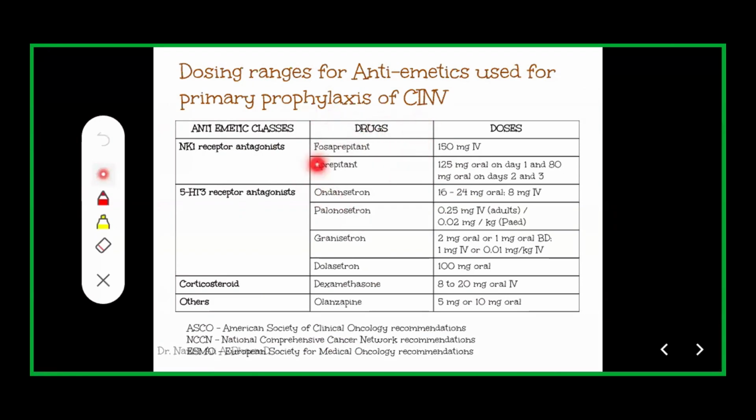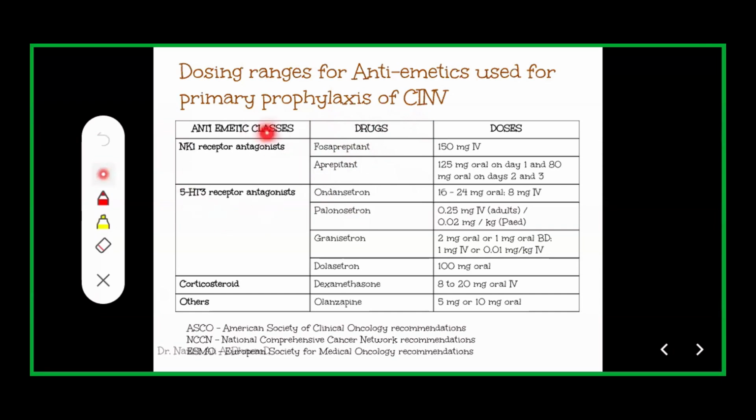Aprepitant is available in both 80 mg and 120 mg. On day 1 they give the first dose, followed by day 2 and day 3, when they will give 80 mg. But fosaprepitant is available as 150 mg intravenous. For an adult patient, they will give 150 mg as a whole. For a pediatric patient, they will calculate 4 mg per kg. The maximum dose even for a pediatric patient is 150 mg only.